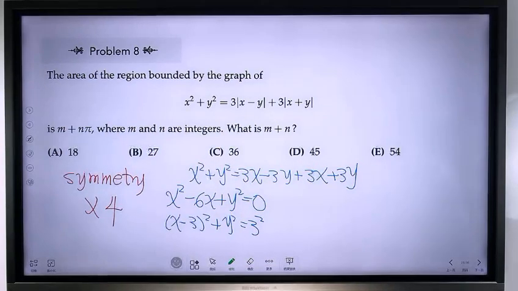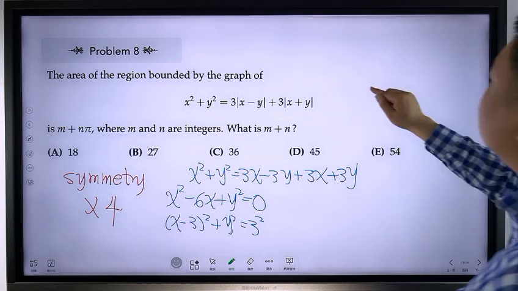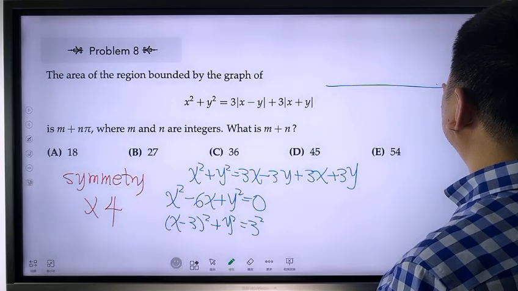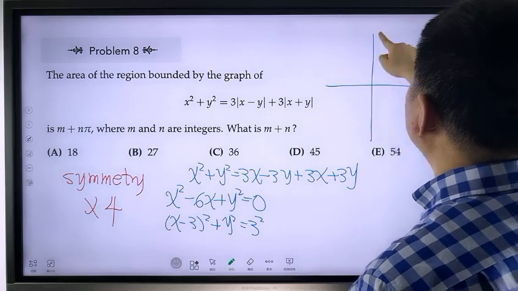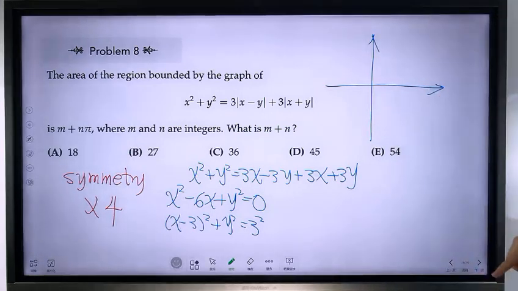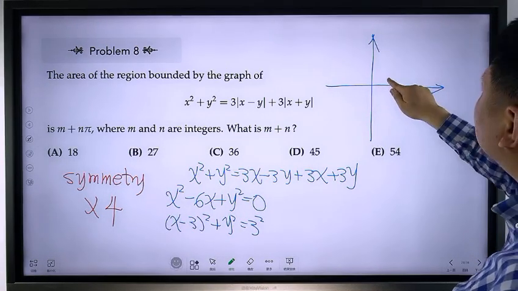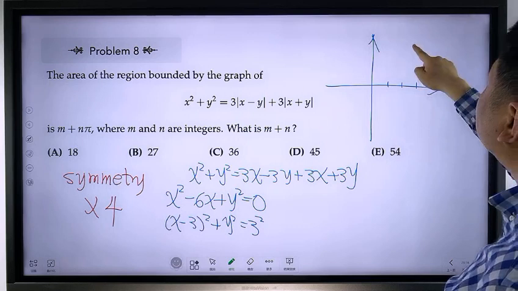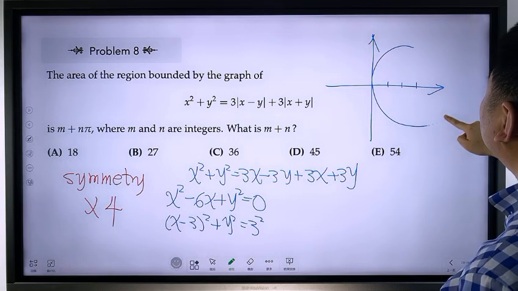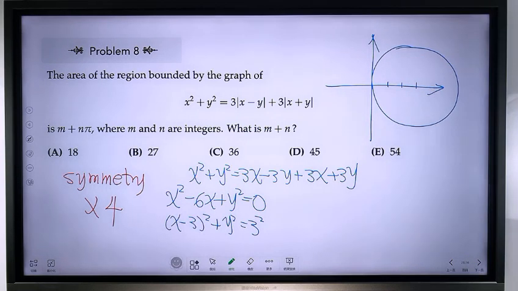Okay, so that is a circle, right? So now I start to draw that circle. And that circle means it's centered at 3, 0. 1, 2, 3. And then you have a circle like that, right? Because the radius is also 3.